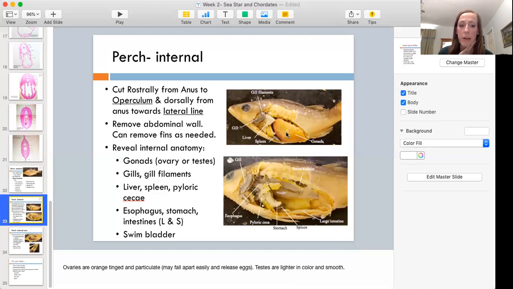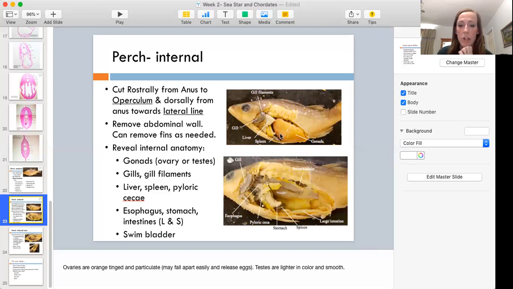And sometimes for the females, you can actually see the eggs coming out through the urogenital pores, and in some cases you'll be able to see that even before you cut the fish open. So you might be able to tell what you have even before you cut it. But if you do start the dissection, you should be able to tell based on the consistency of that gonad there, okay, whether you have a male or a female.